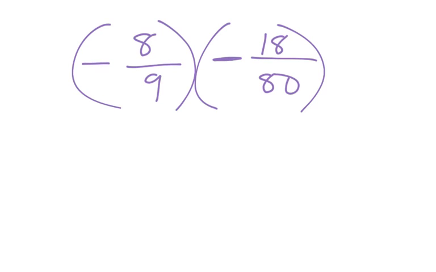So to finish off, I'm going to give you a problem. Go ahead and do it on your own, and then pause the video and see how you did. So go ahead and multiply that one on your own. We have negative 8/9 times negative 18 over 80. The next 15 seconds will be blank. So again, pause the video, and after you're done, check to see how you did.